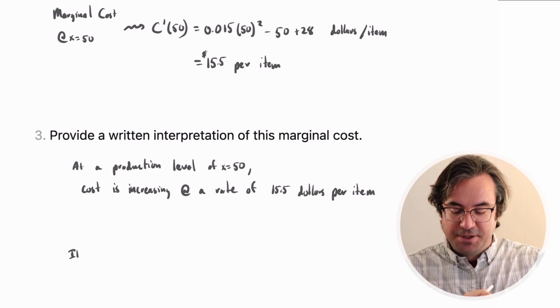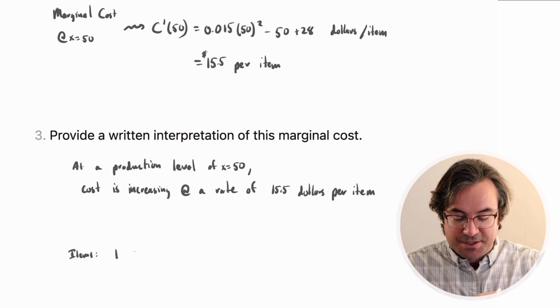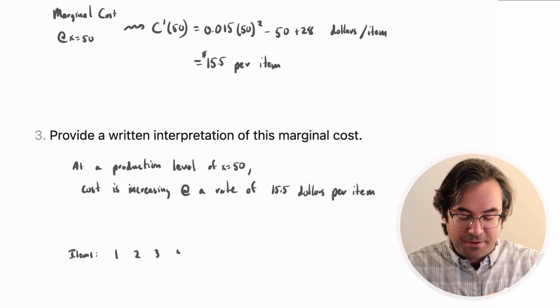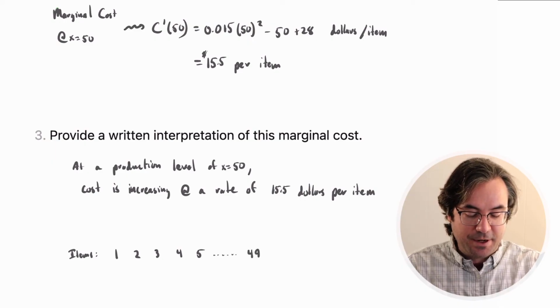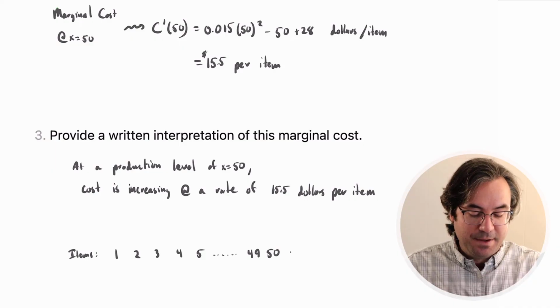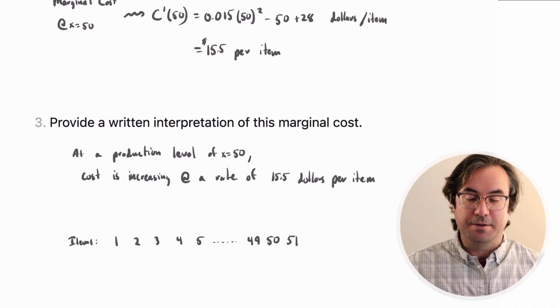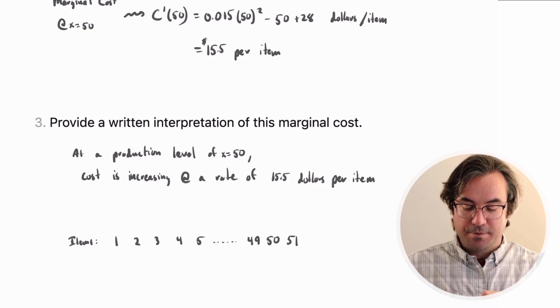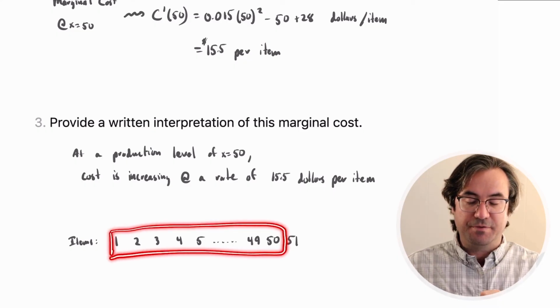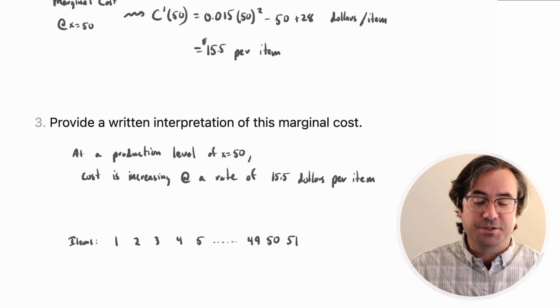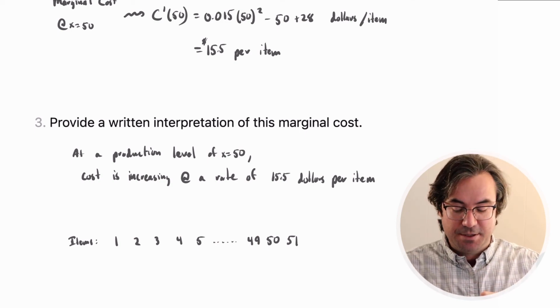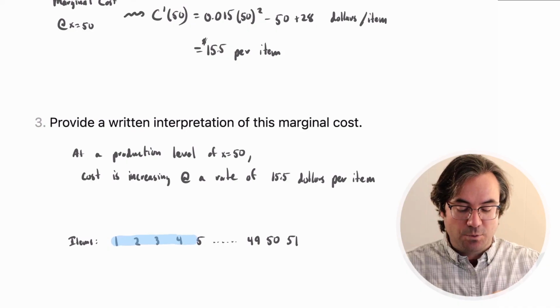So let's just kind of list out our items here. So there's the very first item we make, then there's the second item, then the third item, and the fourth item, fifth item, and so on. And we keep doing this until we get to the 49th, and then the 50th item, and then we're going to go one further, 51. All right, so in this problem, we were at a production level of 50. So in that first part of this, we investigated how much it would cost to produce items 1 through 50.